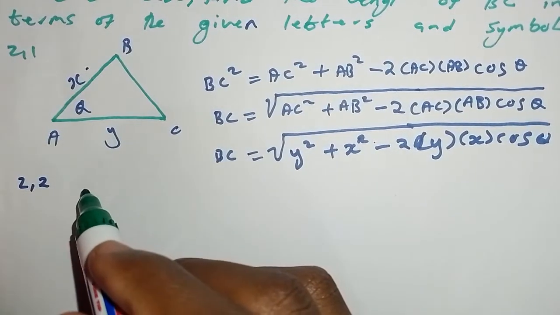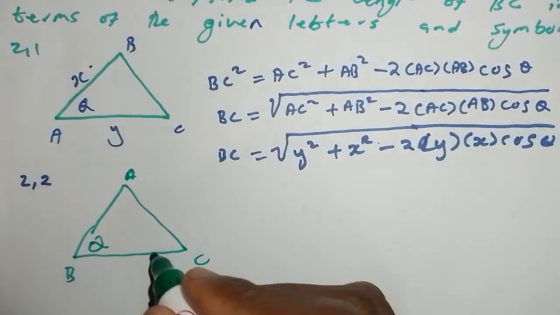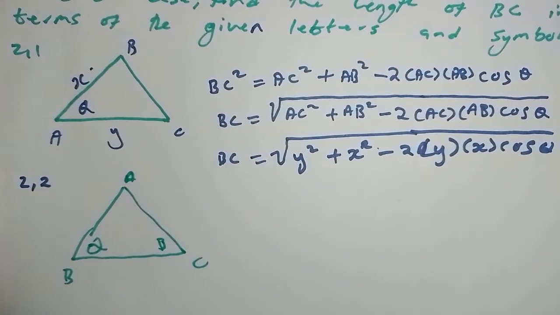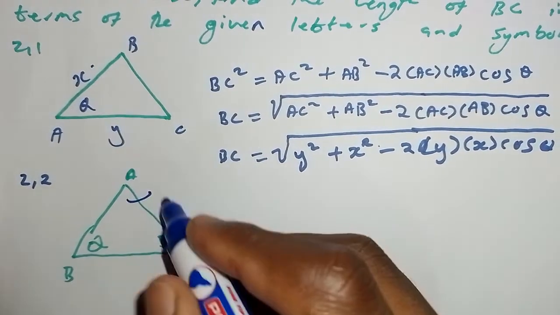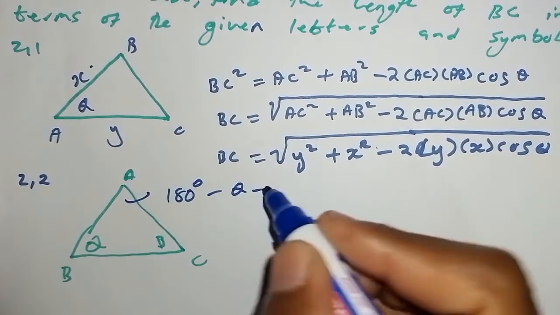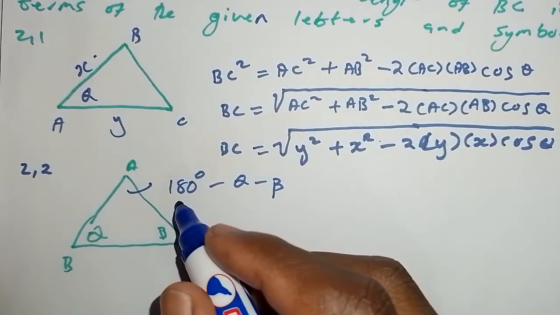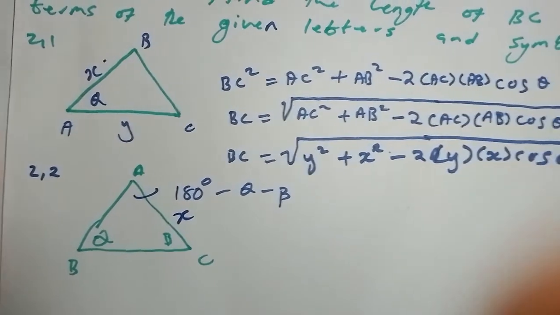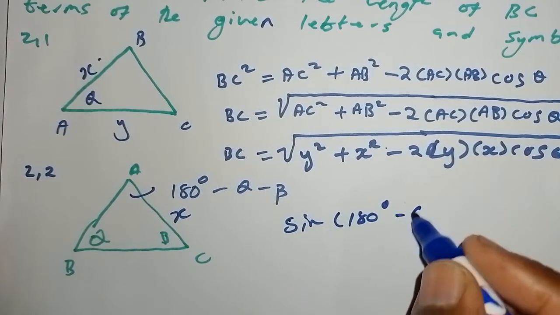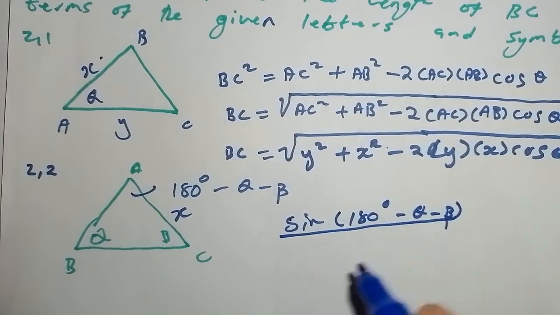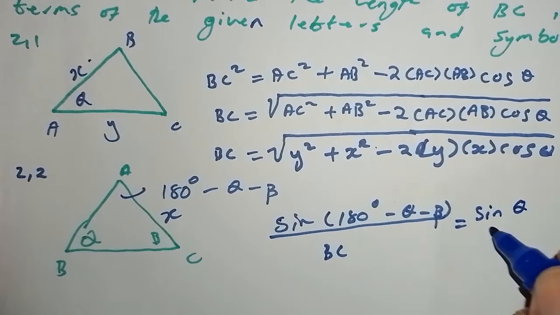Okay, we have B, we have A, we have C, theta, beta, and then we need BC. Remember they said we need to solve BC, right? Okay, now how am I going to solve BC? I need to know the value of A. The value of A is 180 degrees minus theta minus beta, right? That is the value of A. If I have the value of A, I can use the sine rule, because I also have this side, which is my x. I can just use sine rule by saying sine of 180 degrees subtract theta subtract beta all over BC, right? Then this is equal to sine of theta over x, right?